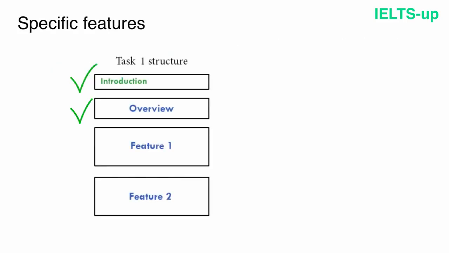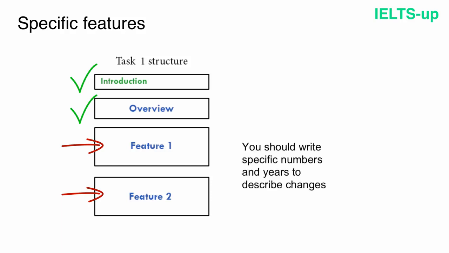And that's all with the general overview paragraph. Now we have to provide specific details of our pie chart. In this part, you should write specific numbers and years to describe changes.